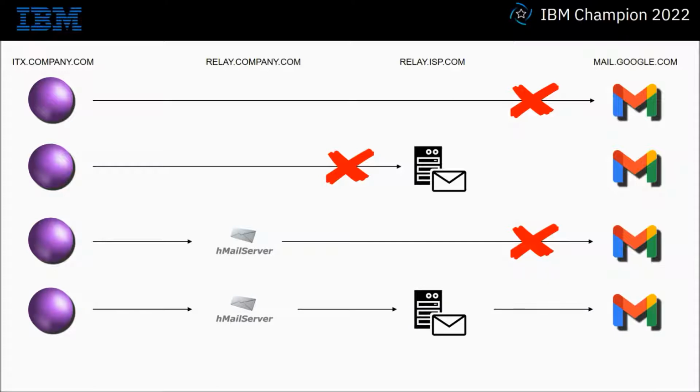Here is one solution to the problem that I am going to demonstrate. From the ITX map on the server at itx.company.com, we're going to send an email using SMTP in clear authentication to our internal relay, relay.company.com. This has been configured to only accept emails from the itx.company.com server. It will then onward forward to the relay.isp.com with SMTP authentication enabled, and of course the relay at the ISP will then forward that email to the servers at google.com. Let's move on with the demonstration.